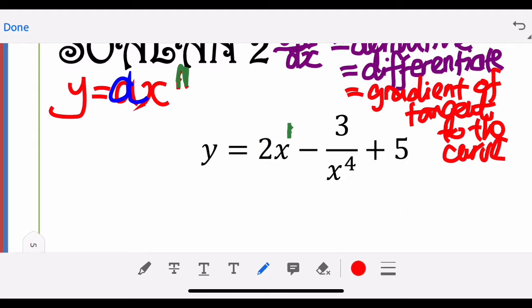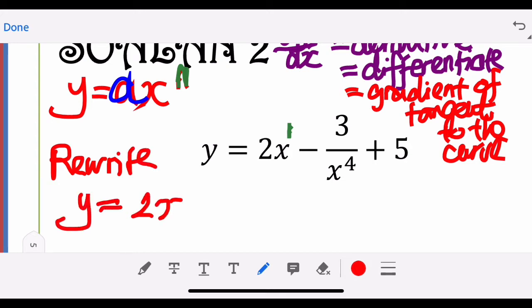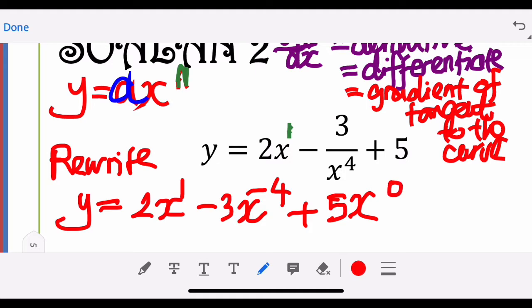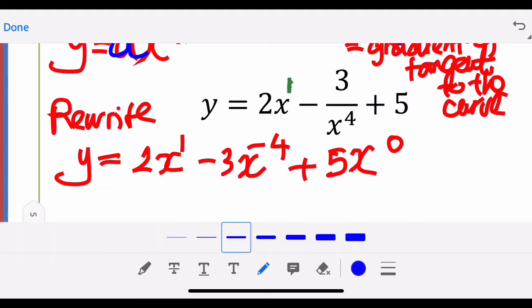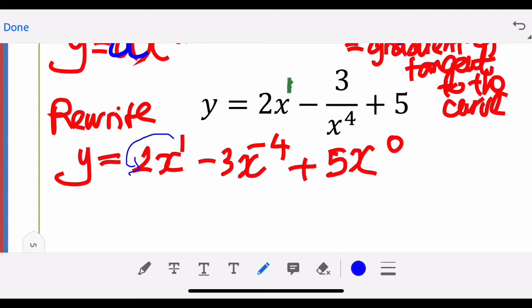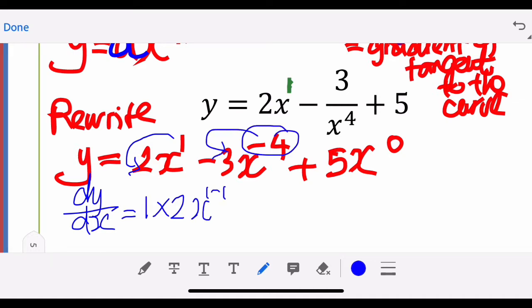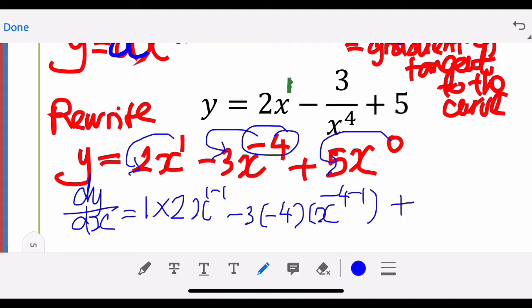So for example, the first term, we are having y equal to 2x power 1, and then minus 3x power negative 4, plus 5x power 0. Alright, we need to have the shape of ax^n, which is so-called the power form. So now we'll bring down the 1 times 2, x, then 1 minus 1, then negative 4 times negative 3 will be the n times a, then x power negative 4 minus 1, alright, then 0 times 5, x power 0 minus 1.